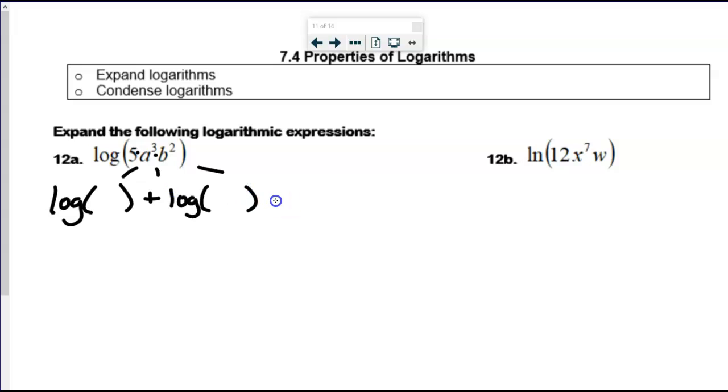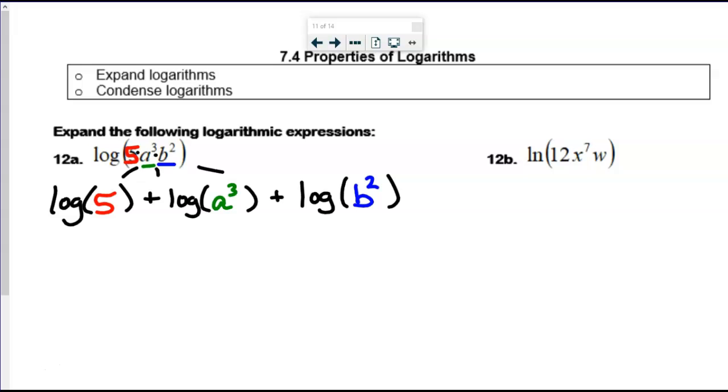Apologies for my sloppy handwriting right now. Inside of each logarithm is each individual thing. So we've got a 5, and then we've got a to the third, which I know some of you already know what to do next. So I'm going to do this in steps. And then you've got b to the second.